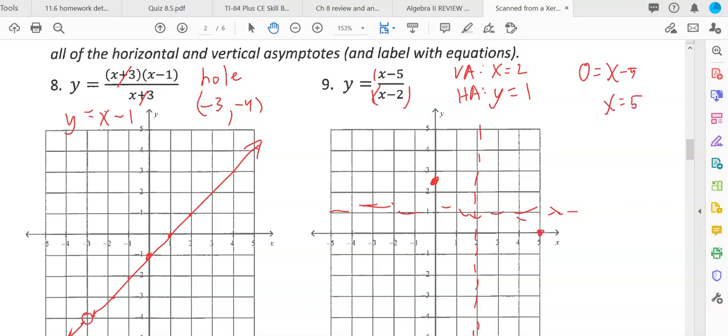here. Right away, you should know the quadrants it's in, so it's going to look like that, and it's going to look like that. You don't have to plug any points.